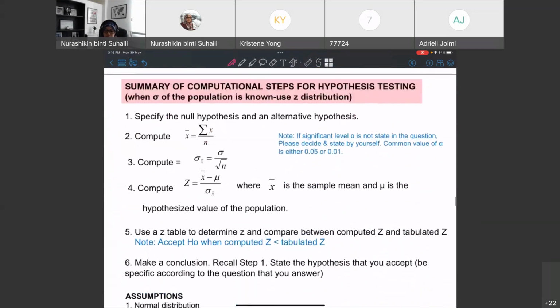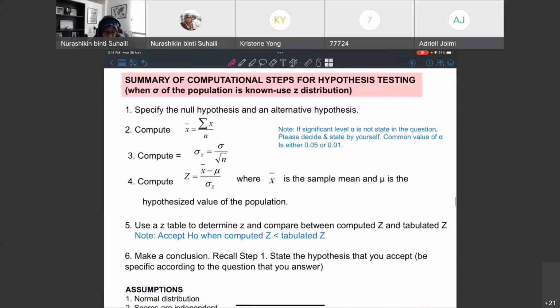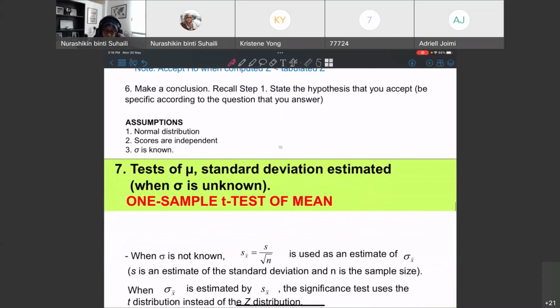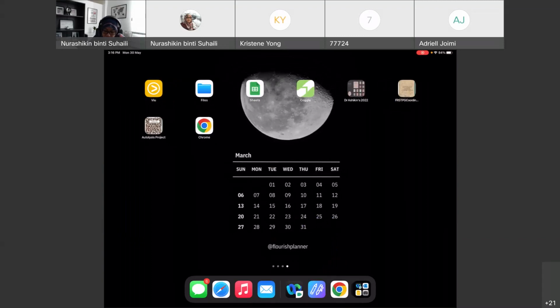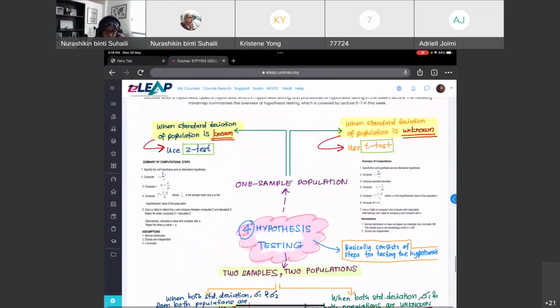So that is actually to train you to be ready for writing a research letter. Okay, these are the steps that I have been going through, and this is just a summary of it. If we refer to the slide just now, this is what I have covered: when the standard deviation of the population is known. The steps are similar: hypothesis, compute, and all this. It's not a different thing, so this is just for you to be clear.